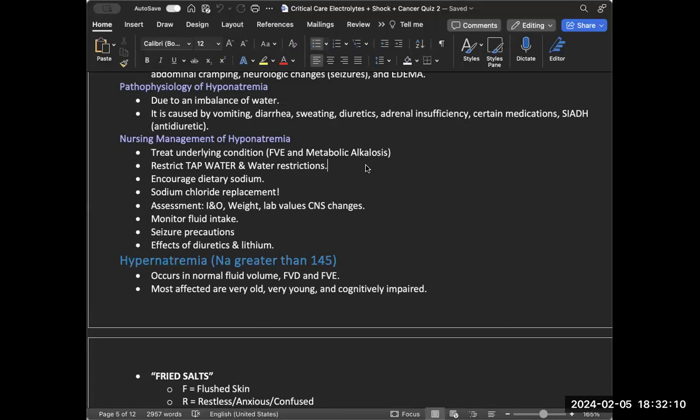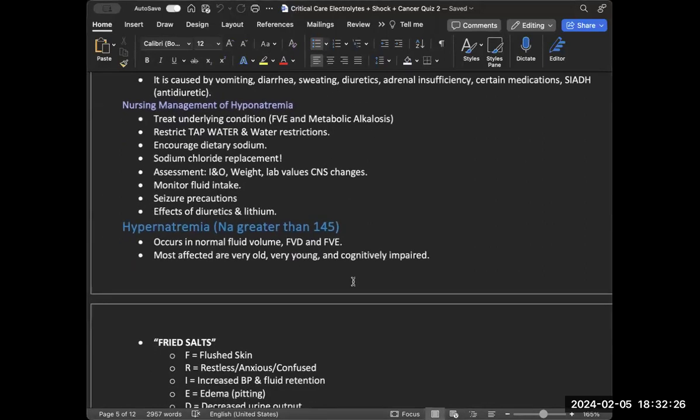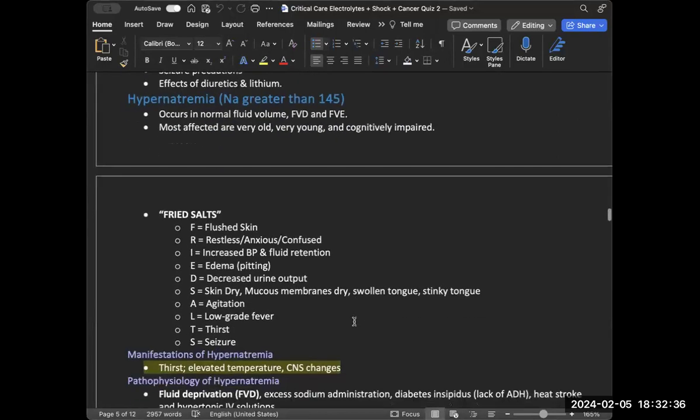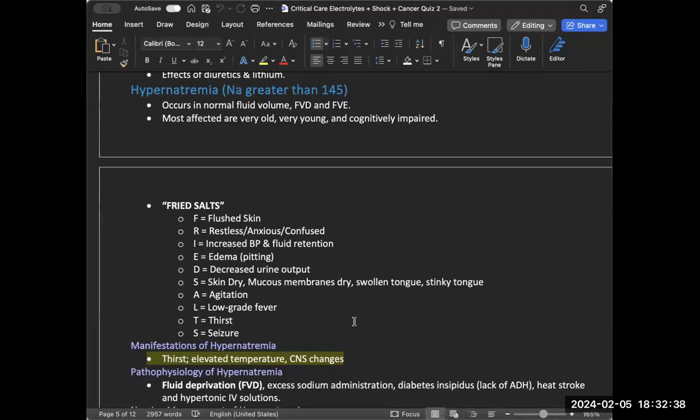Weights, I&Os, you could just remember for any fluid and electrolyte imbalance, you're going to include weight and you're going to include I&Os, lab values, and you're watching out for that neurological status. You're watching out for seizures. That's one of the most important things when it comes to sodium. And if they're on diuretics, think about that when we're looking at the lab values. Now, hypernatremia, as I said, neurological status, whether it's hypo or hyper, we're talking about seizures as a problem.